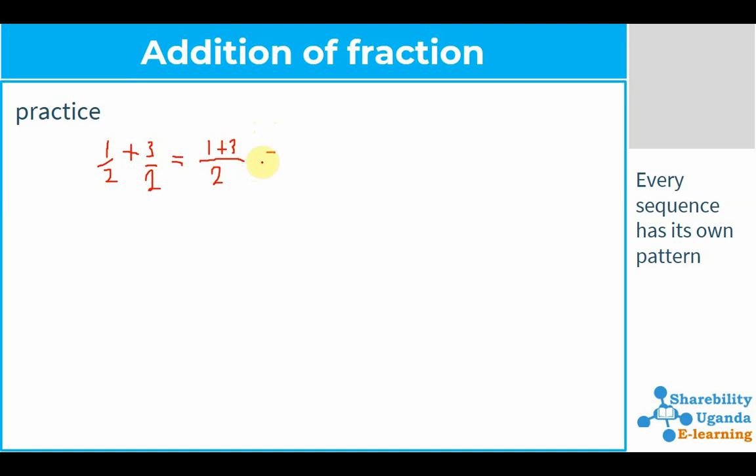So here we shall get our answer. What is 1 plus 3? We get 4. Then our denominator, which is 2. So this is how we can get our answer. That is the way we can solve and add fractions in that way. That is as simple as how we can add fractions.